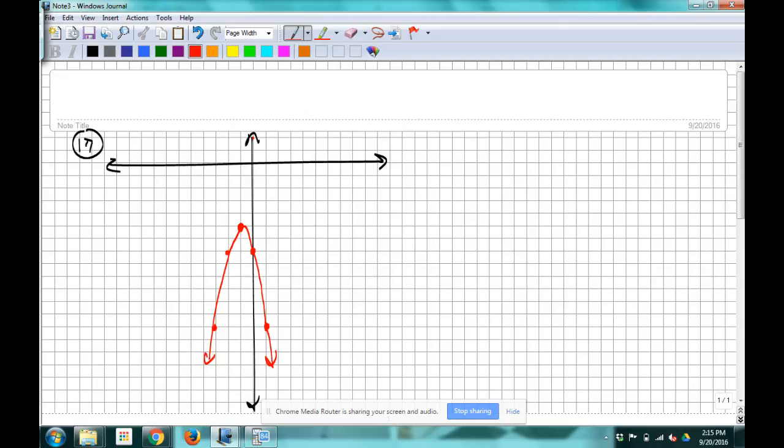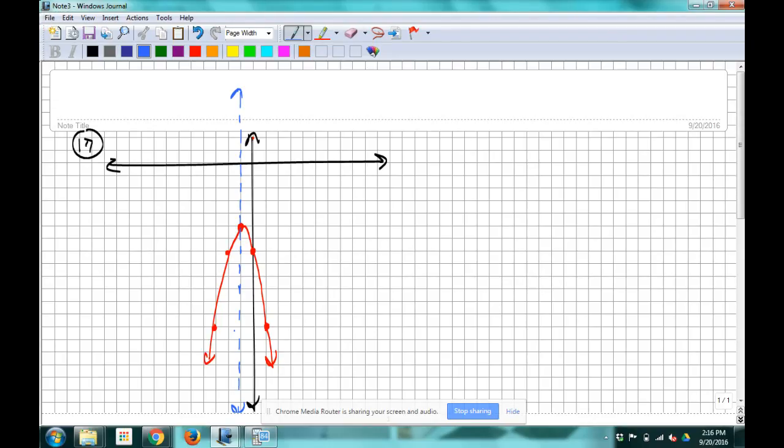We need to draw our axis of symmetry. That's not very difficult. It's just a dotted line that goes straight down through the vertex. Bless you. That's the axis of symmetry.